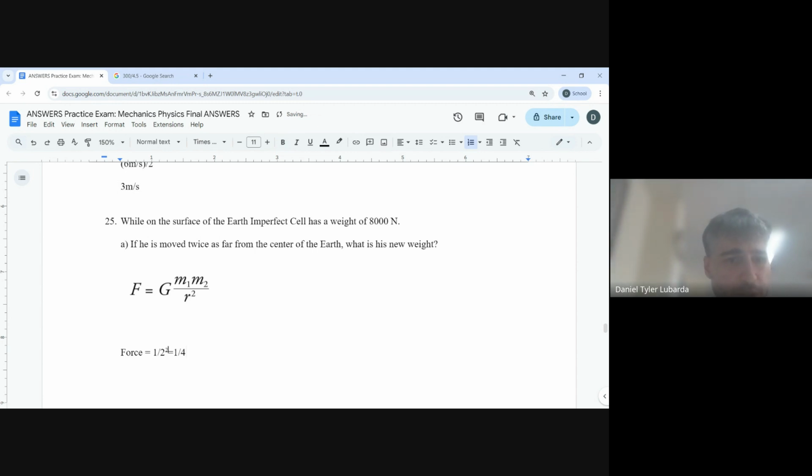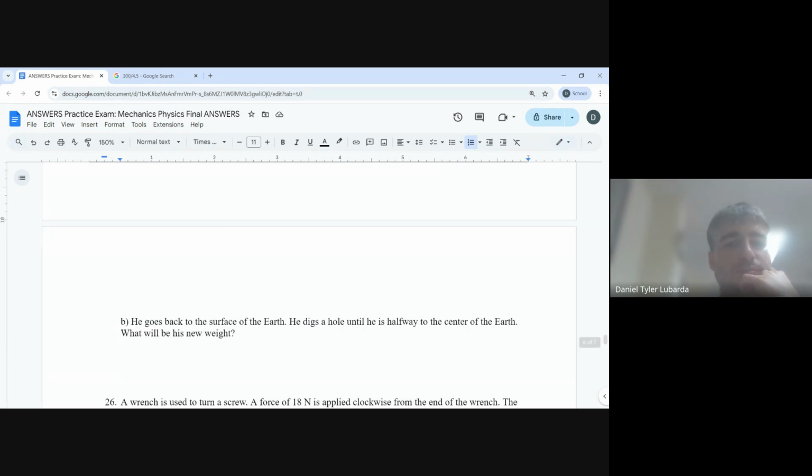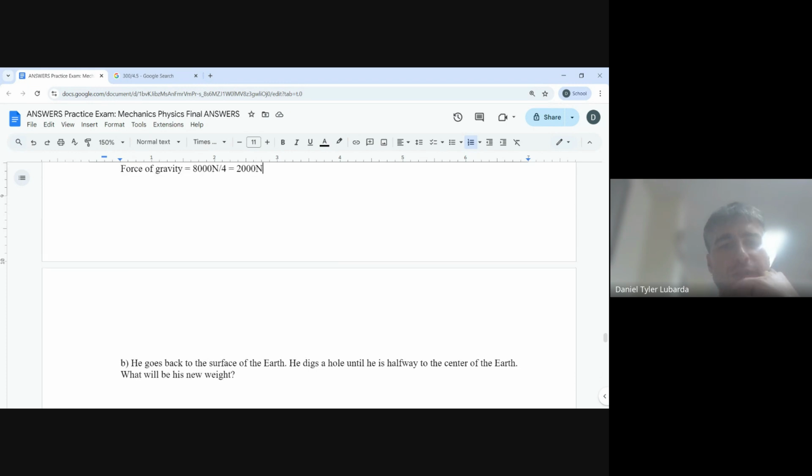So all we have to do is take 1/4 of his weight. So now it's going to be 8,000 newtons divided by 4. It's going to equal 2,000 newtons. And that will be his weight. All right. Next, he goes back to the surface of the Earth.